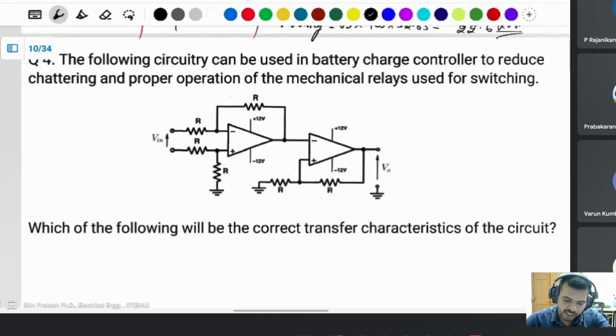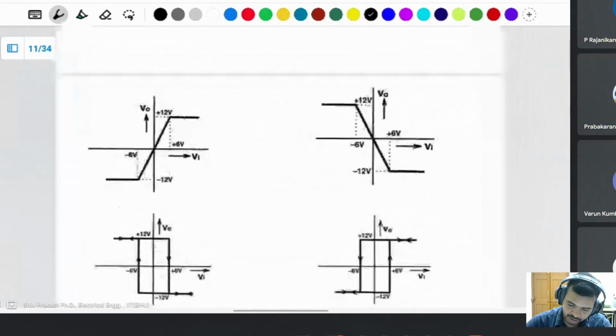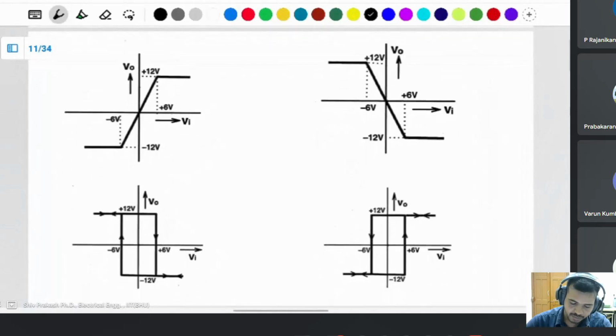Another question is: the following circuitry can be used in a battery charge controller to reduce the chattering and for proper operation of a mechanical relay used for switching. Simple on-off circuit. Which of the following will be the correct transfer characteristic of the circuit? The transfer characteristic is given.